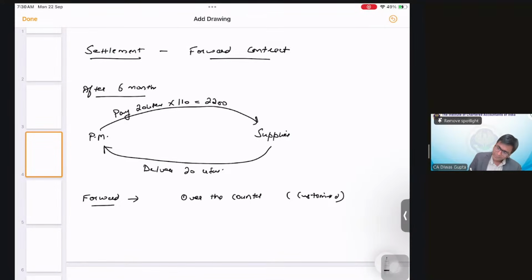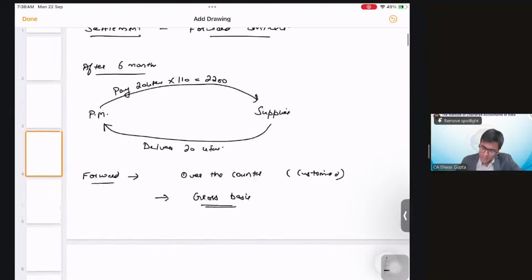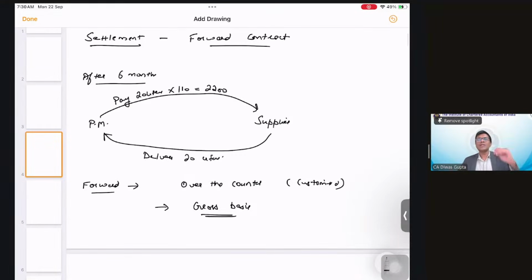And the settlement is happening on a gross basis. Gross basis means that the entire amount will be paid and the entire delivery will be taken. Just now we discussed how the settlement is happening. Clear, students? Please do let me know in case you have any questions till now. Then we will move ahead accordingly.